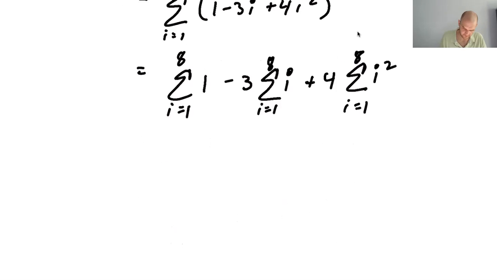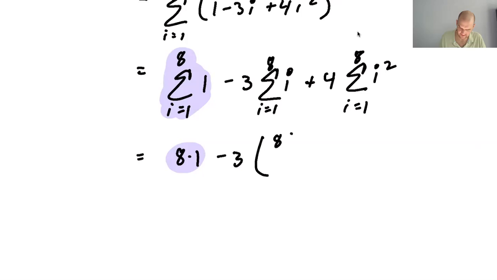All right, now we use our formulas. So this is just a constant from 1 to 8. So it's 8 times the constant. So just 8, I'll write 8 times 1. And I guess this is from this, just to keep track. And then minus 3. The sum of i is going to be n times n plus 1 over 2. So that's this.